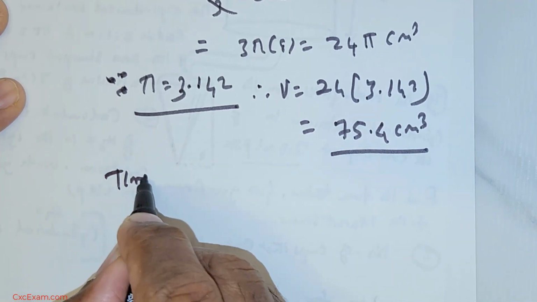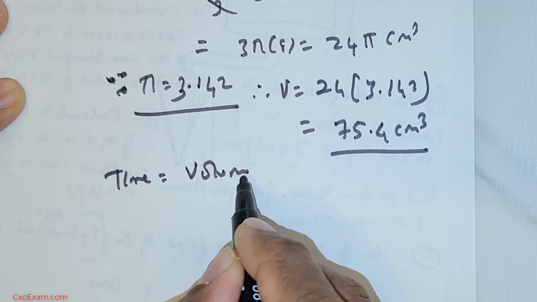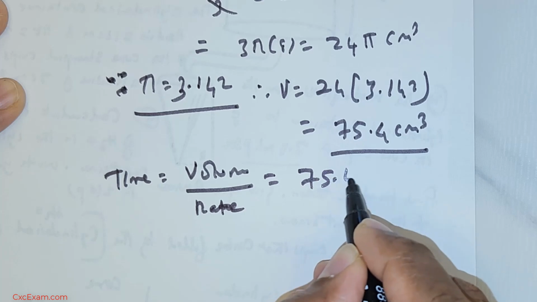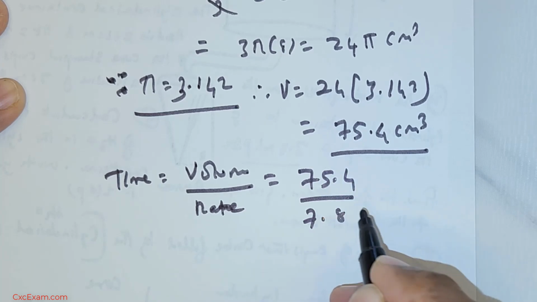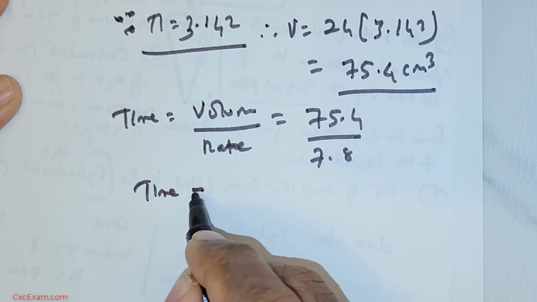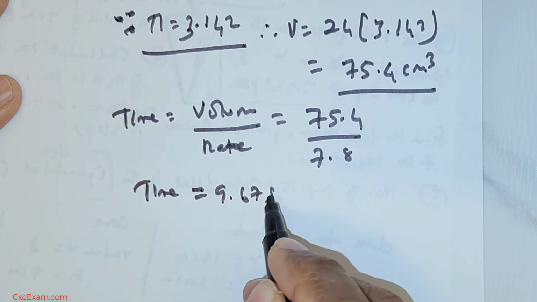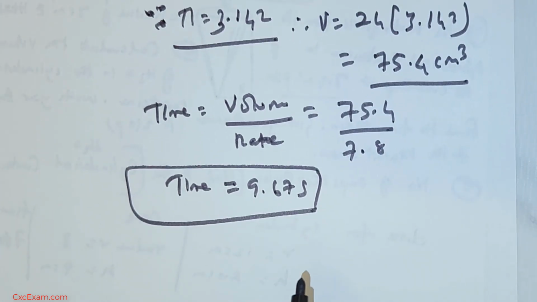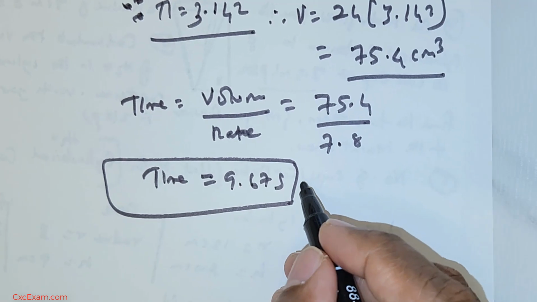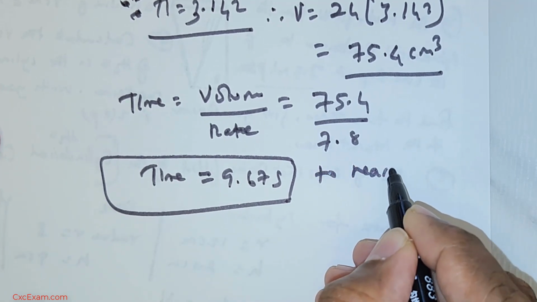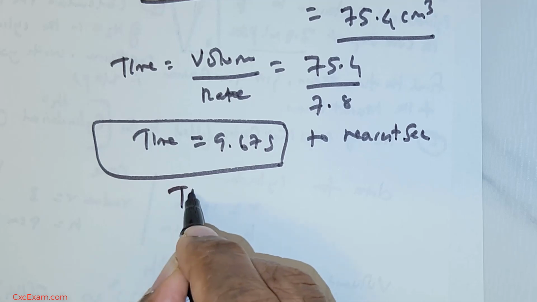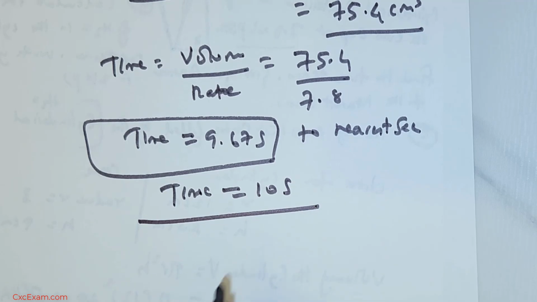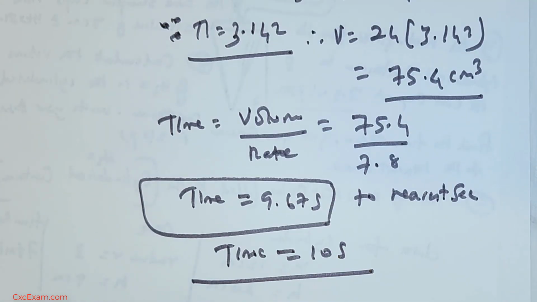Now we need to get the time. Time is nothing but formula, volume divided by rate. Volume is 75.4, the rate is 7.8. So the time is going to be 9.67 seconds. Okay. And they are asking us to convert it to the nearest second. So the nearest second is going to be 10. I'm going to take it as 10 seconds. So that's a solution for that question.